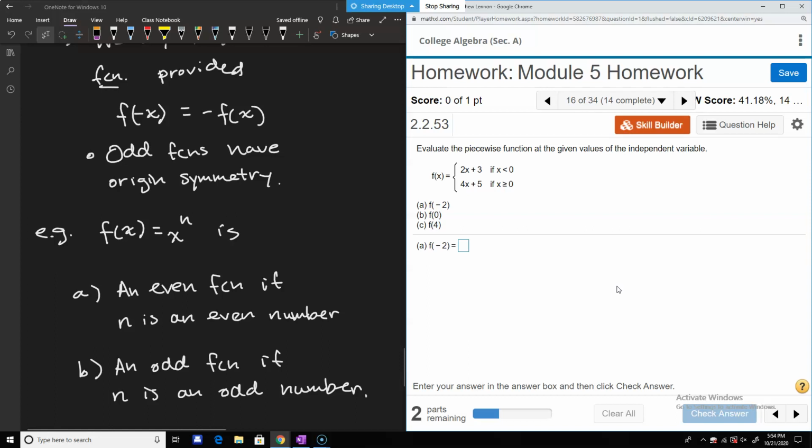So for the first one, negative 2 is less than 0. So we're going to use the top formula, 2x plus 3. And we don't worry about anything else.